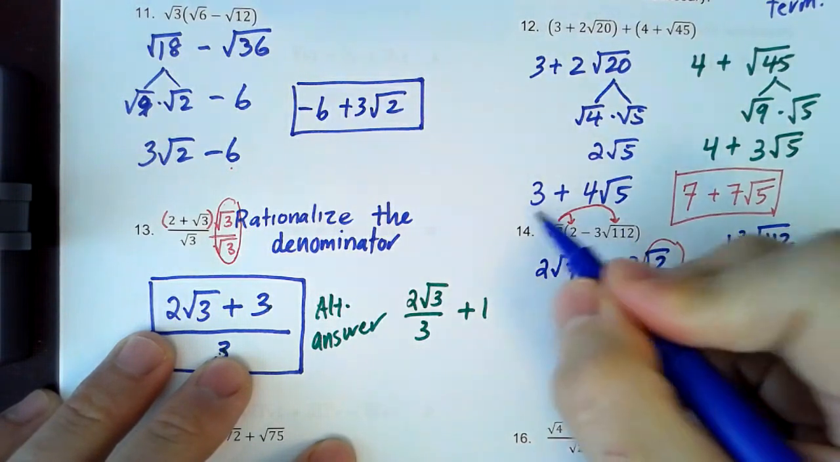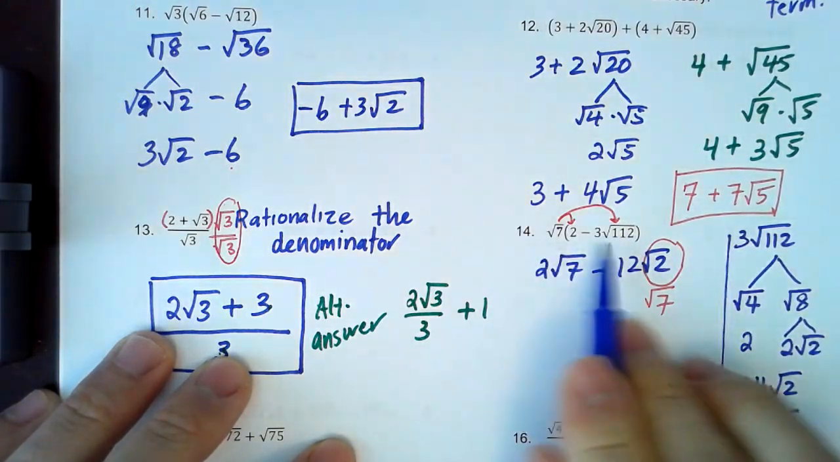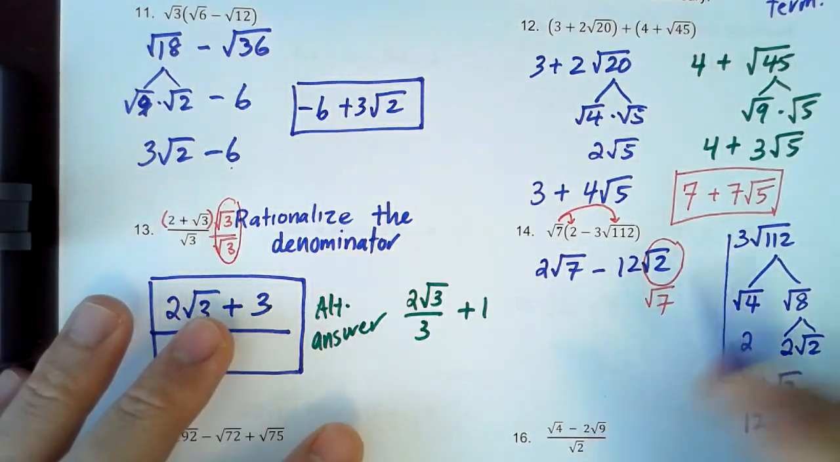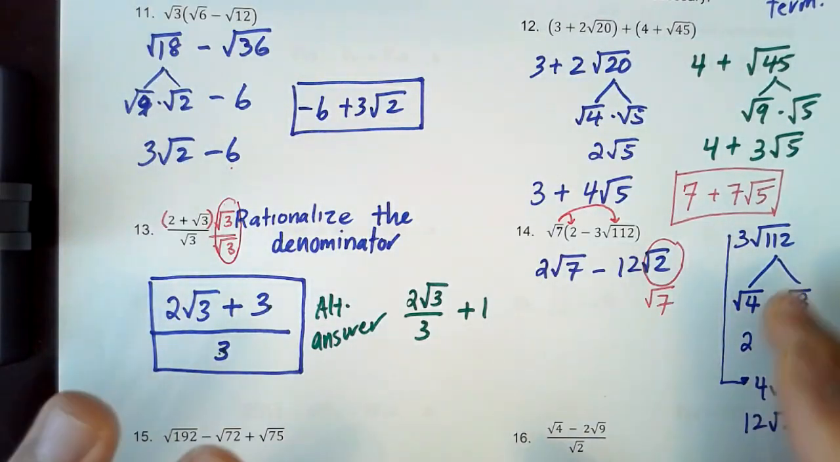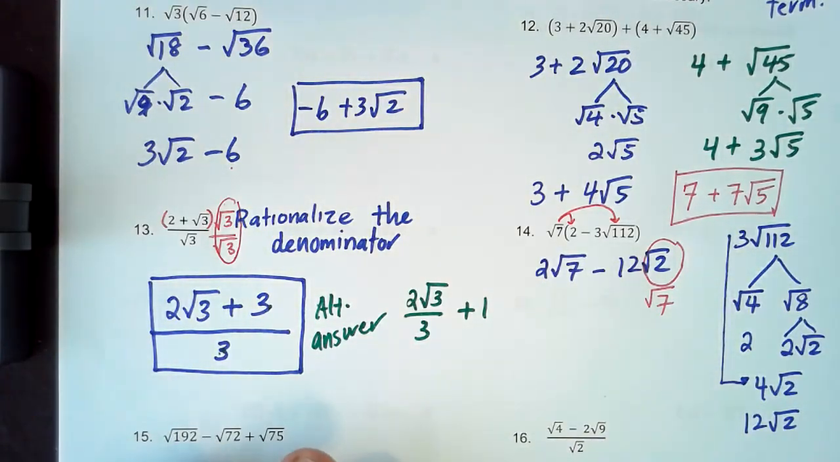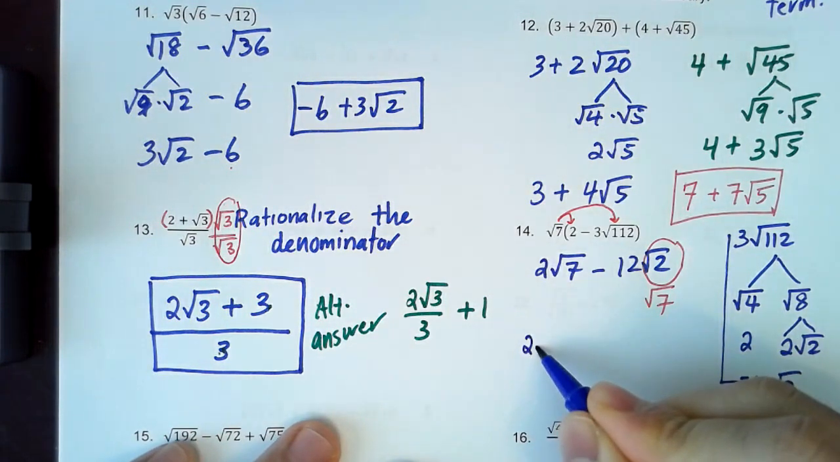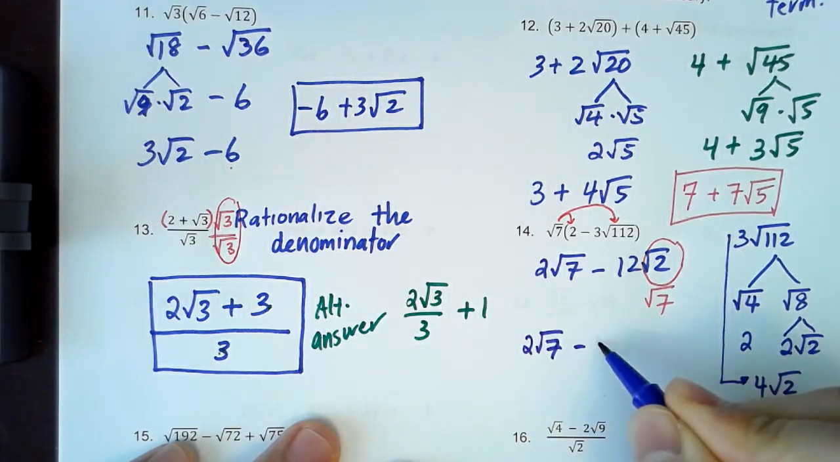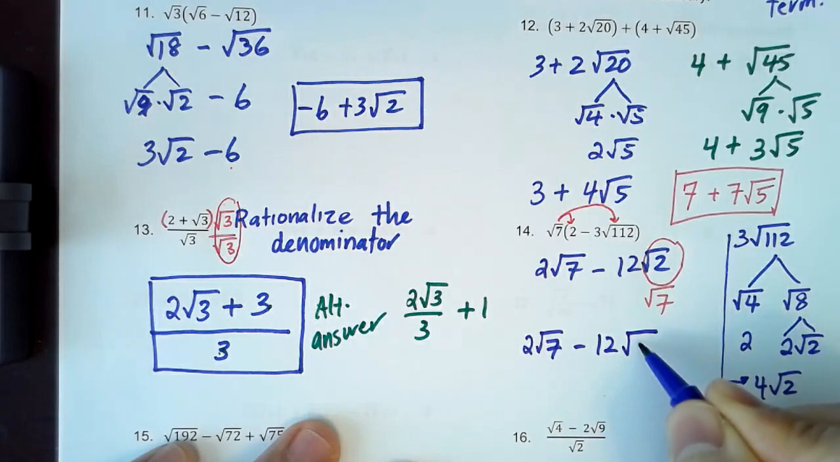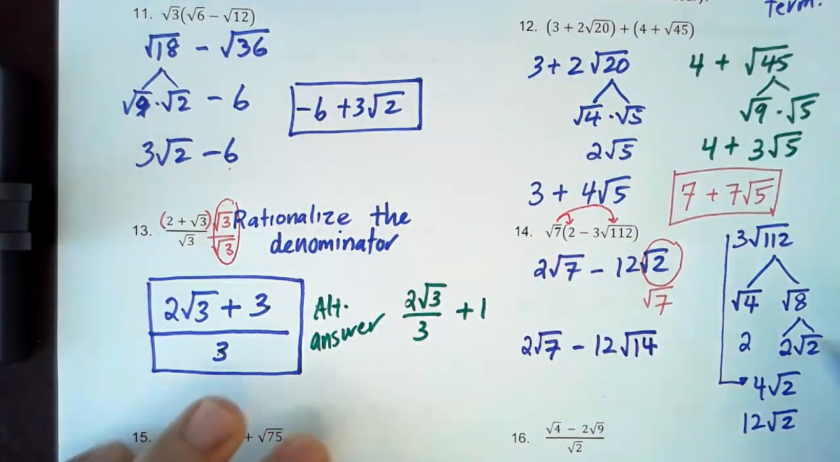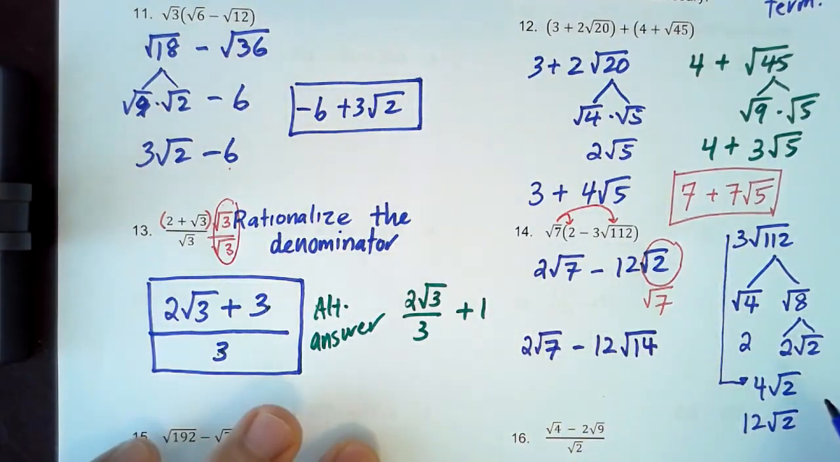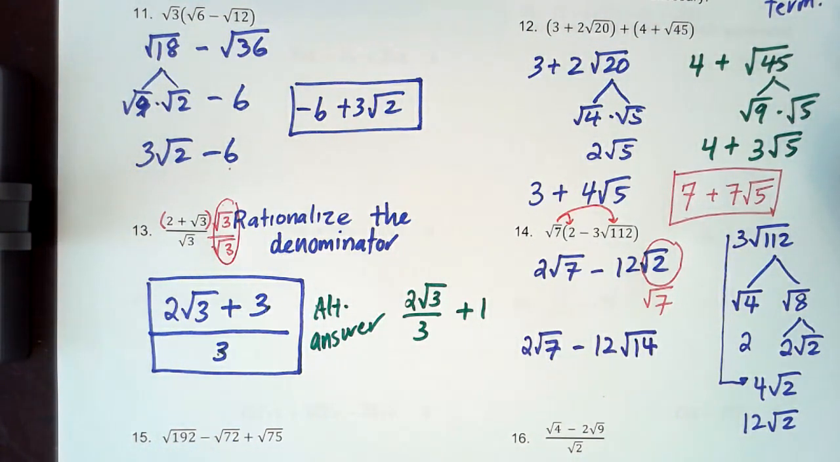Okay. This is decently tricky. There are so many steps. And if you don't know what you're doing, you might want to pause and see exactly why everything is what it is. But this ends up being 2 radical 7 minus 12 radical 14. And I believe that's the final answer. So let me just double check my work right now.